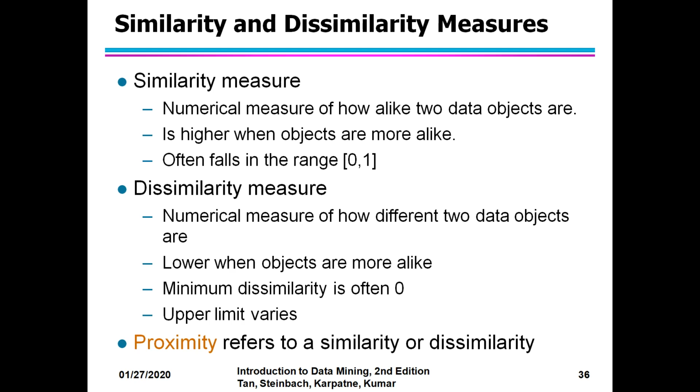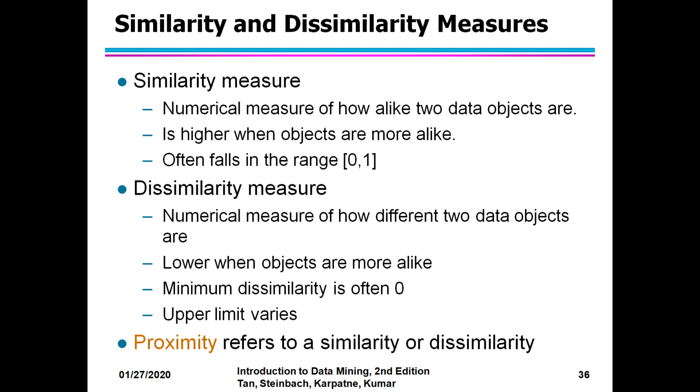Coming to the last point in module 2: measures of similarity and dissimilarity. What is a similarity measure? It is a numerical measure of how alike two data objects are. If you want to measure the similarity between two data objects, then if the two objects are alike, the similarity is said to be high. It is higher when objects are more alike. It often falls in the range between 0 and 1. If it is 0, both are distinct. If it is 1, both are the same.